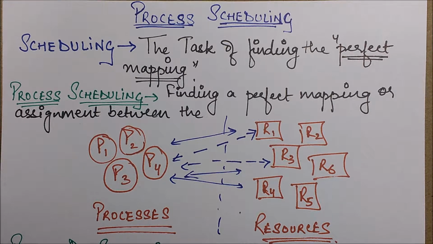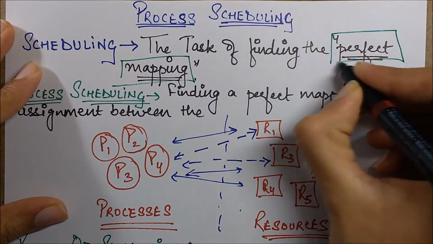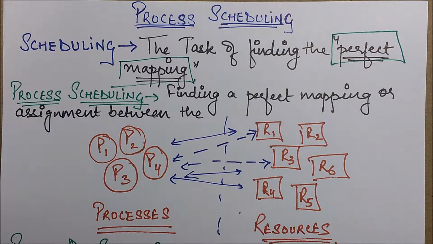Scheduling we've already discussed earlier, so I'll just briefly touch upon it. The generalized notion of scheduling is the task of finding the perfect mapping. By this perfect mapping, we mean that we try to maximize some particular criteria, and when that criteria gets maximized or we reach a particular trade-off on the basis of it, at that point we say that it is a perfect mapping.